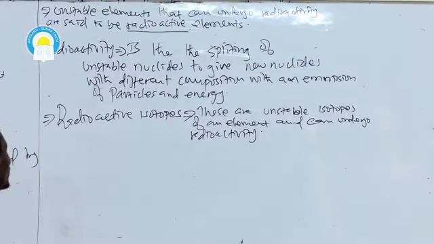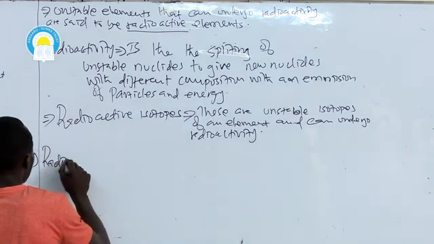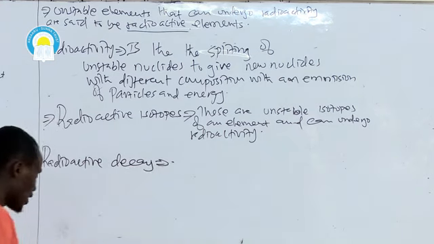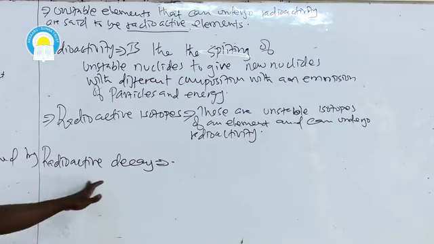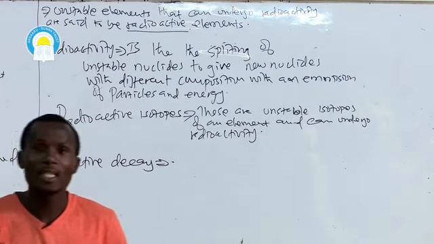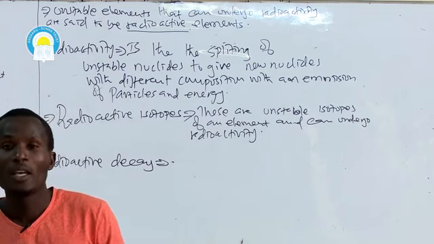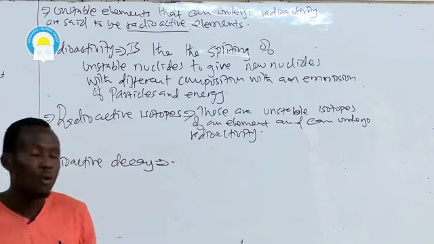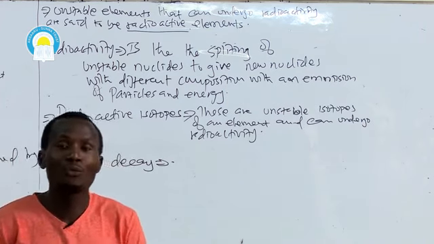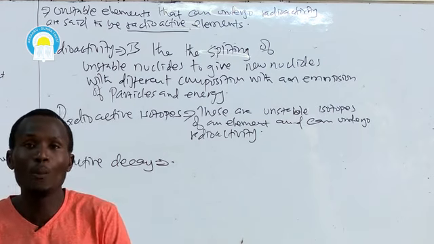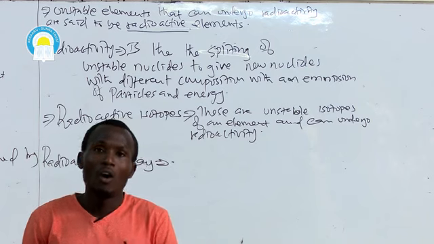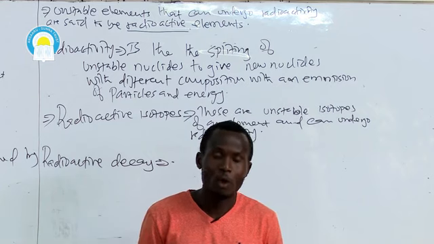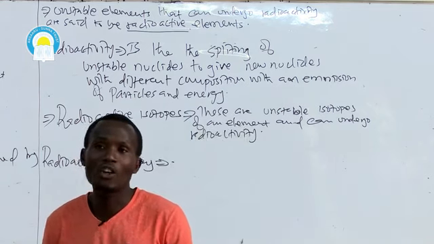Then we have radioactive decay. What do we mean by the radioactive decay? So we say that radioactive decay is the spontaneous disintegration of a radioactive element with an emission of nuclides with the different composition. Also, we have the particles being emitted and energy also being produced during radioactive decay.